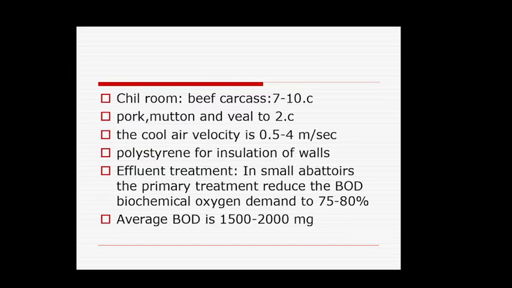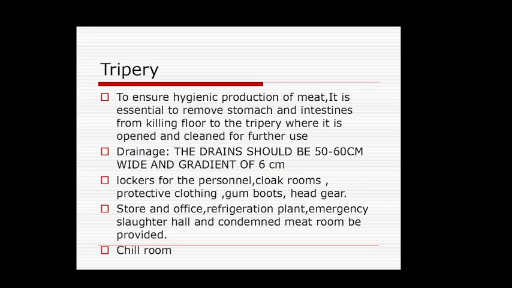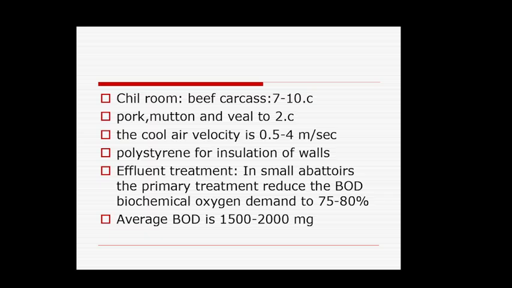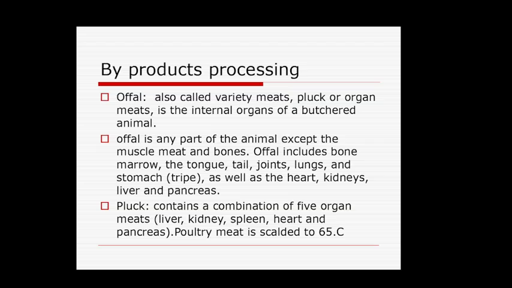So we also have the tripery room. What are the triperies? Stomach and intestines are known as the tripery. They should be cleaned for further use and also for byproducts processing. There is the chill room and the effluent treatment room, in which the biochemical oxygen demand reduction should be 75 to 80%, and the biochemical oxygen demand is 1500 to 2000 milligram.